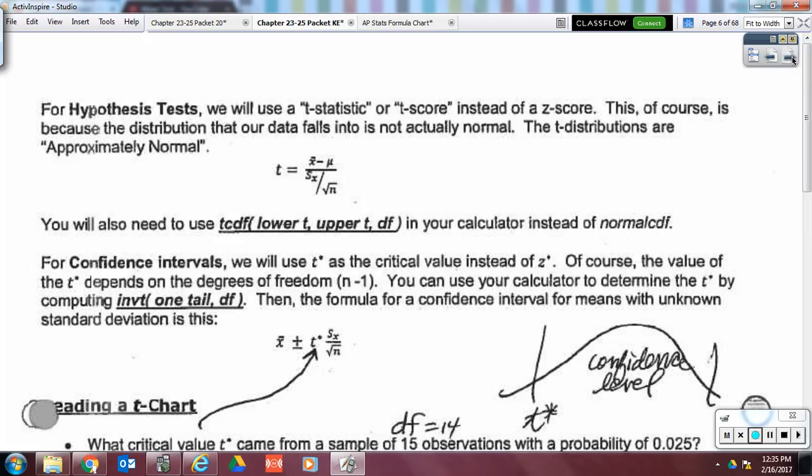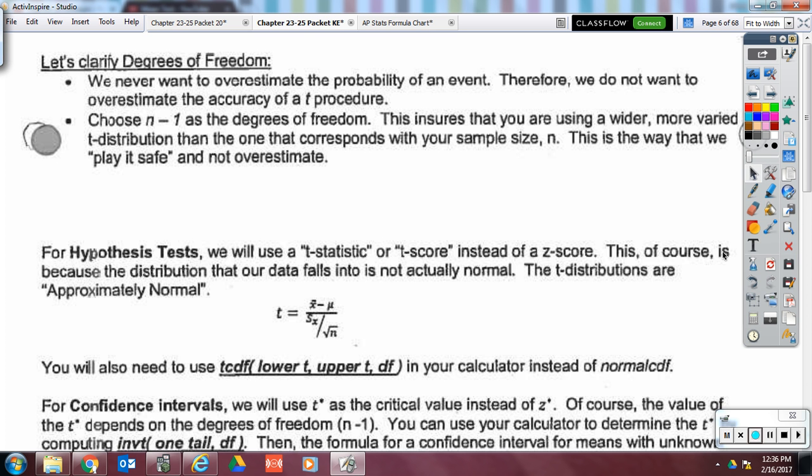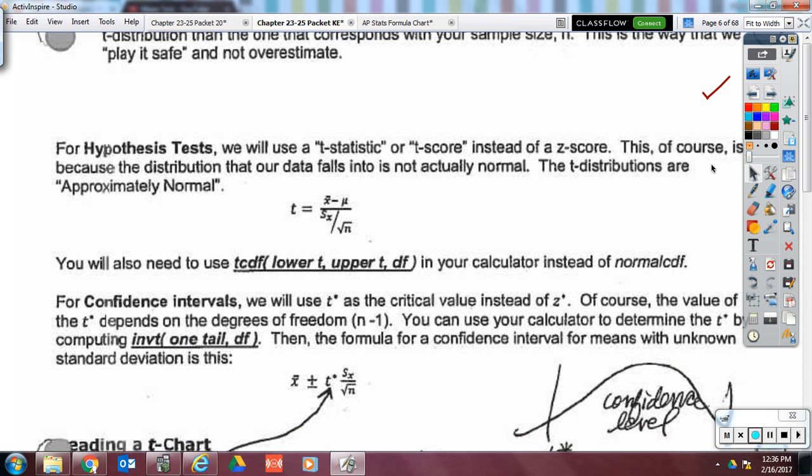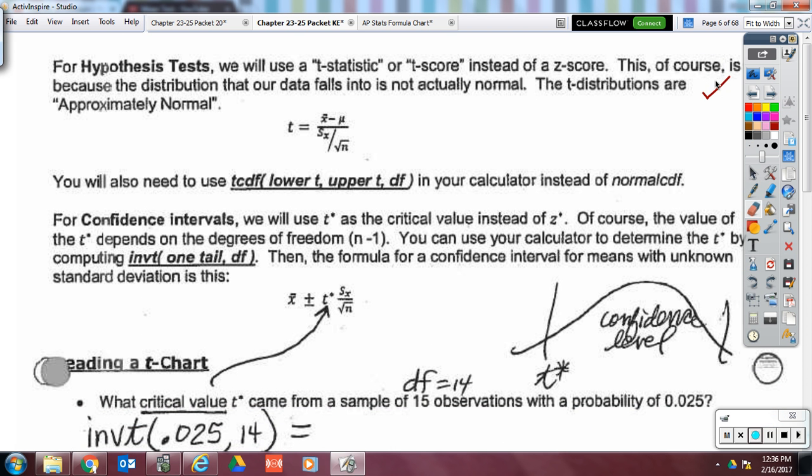Now, let's get into some actual computing. So if you turn to the next page in the notes, the top part of it gives you some information about degrees of freedom, which we've already kind of covered. All right, so let's go down here to our hypothesis tests.